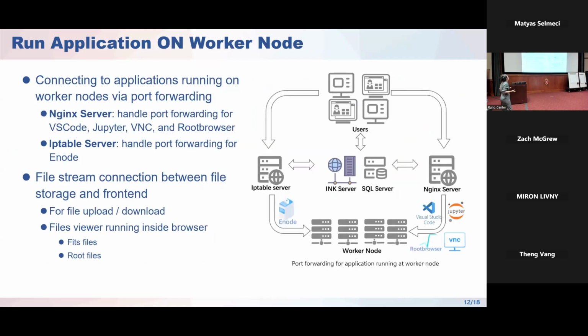To run applications on the worker nodes, we use port forwarding. To connect to those applications running on the worker node, we use port forwarding. We have set up other kinds of port forwarding too. The first one uses Nginx for port forwarding, which can handle VS Code, Jupyter, and the browser. We also let users SSH into the worker node directly. To do this, we set up IP servers under the port forwarding.